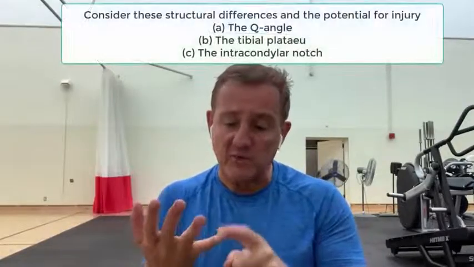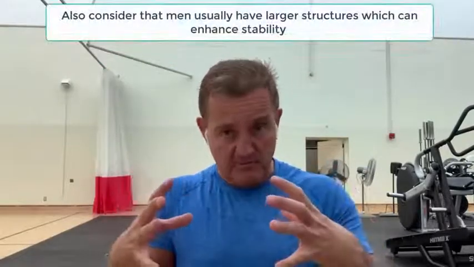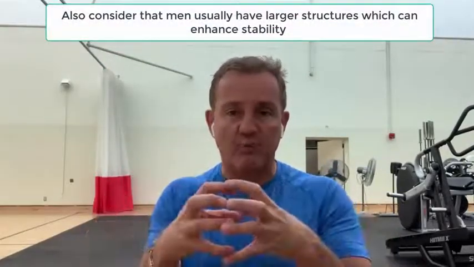So we have the tibial plateau, we have the intracondylar notch, we have the Q angle, all right? You also got to consider men usually are larger in stature, so they have larger bones, bigger muscles, they got a lot more surface area for attachments and for stability. But then there's also a hormonal difference. The hormone relaxin, for example. When relaxin levels are high, it creates a lot more joint laxity, which means the joint is less stable, which means, again, the female is more prone to injury.